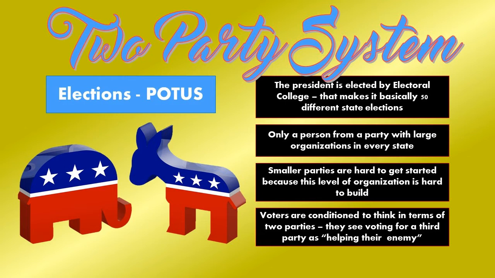So the Electoral College really turns the presidential election into 50 very small state elections, right? Each state is having its own election for the president. Only somebody who comes from a party that has the ability to organize in all 50 states is going to be able to win the presidential election. So a person from a third party that is only popular in one region or something like that is not going to be able to compete for the presidential election.